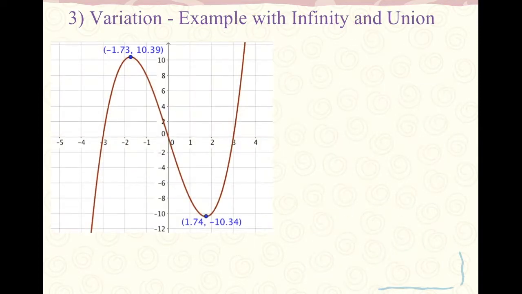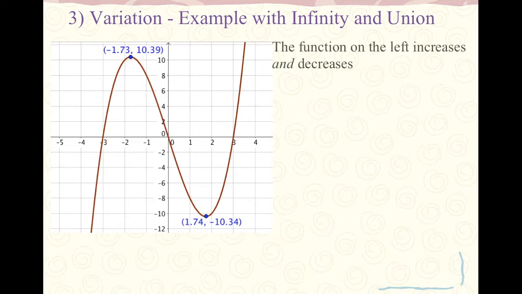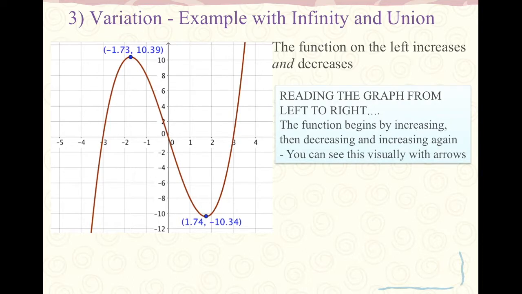Now, let me give you an example with infinity and what we call the union, which I know you've probably seen before. In this case, the function on the left increases and it decreases, but there are no constant intervals. If we read the graph from left to right in words, the function begins here. It increases, it decreases, and then increases again. And just to give you a more visual, I've labeled it with arrows. Arrows pointing up, increasing, arrows pointing down, decreasing, arrows pointing up, increasing.